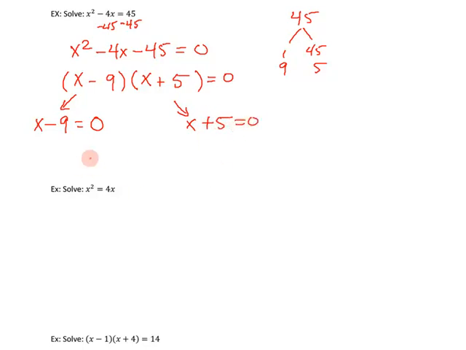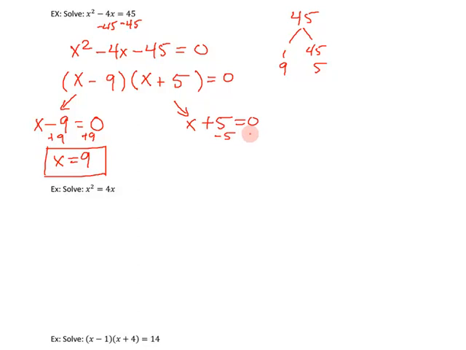Now those 2 are easy to solve. Add 9 to both sides. You get x equals 9 is a solution. That is, if I were to plug 9 into this, I get 9 minus 9, which is 0, times 14. 0 times 14 is 0. So yes, it solves it.